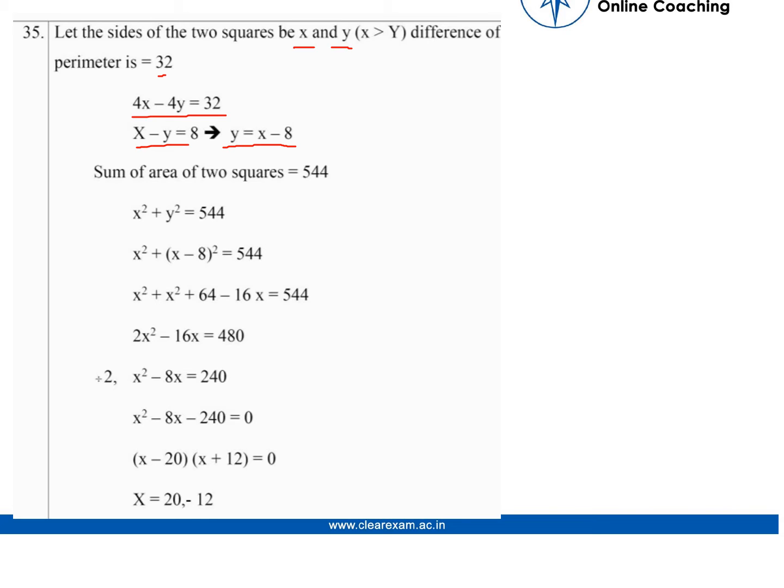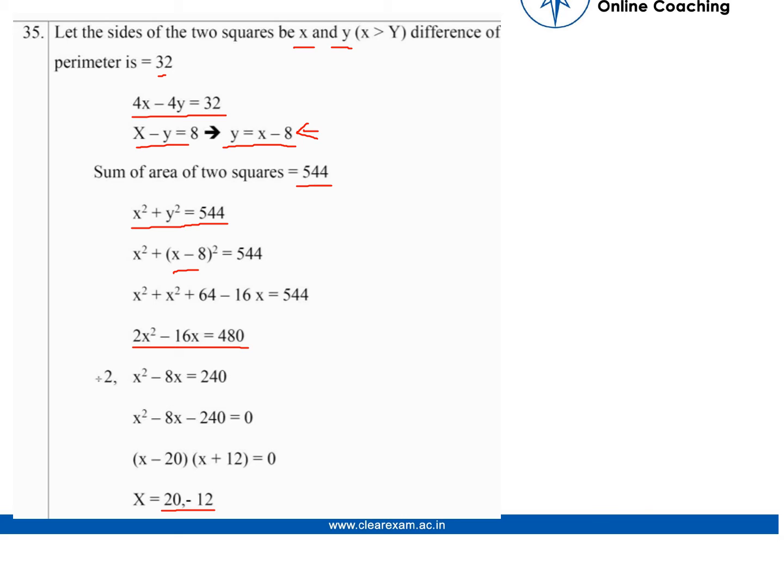Now similarly, the sum of areas of these squares is 544. So when we add the areas, we get x square plus y square is equal to 544. Now we can replace y by x minus 8 because we calculated it here. So we get a quadratic equation here. By solving this quadratic equation, we will get two possible solutions, which are 20 and minus 12.